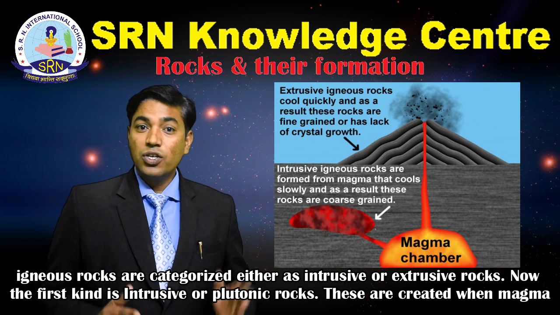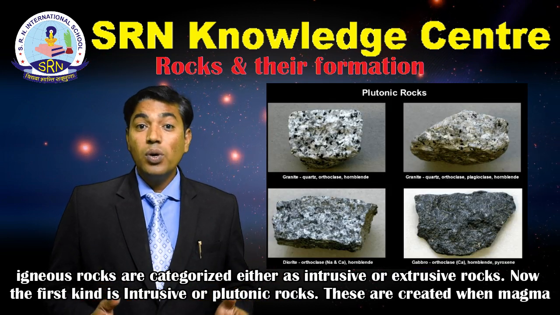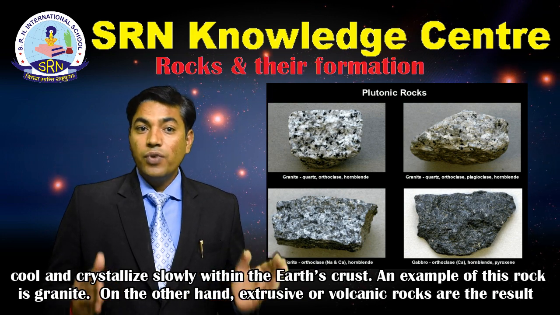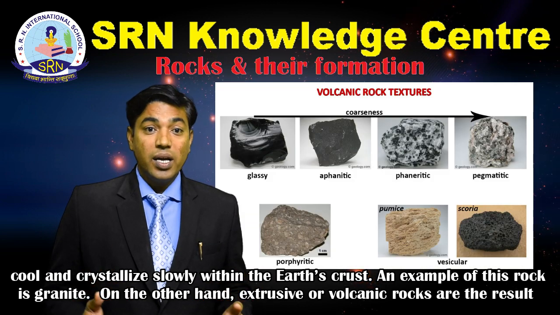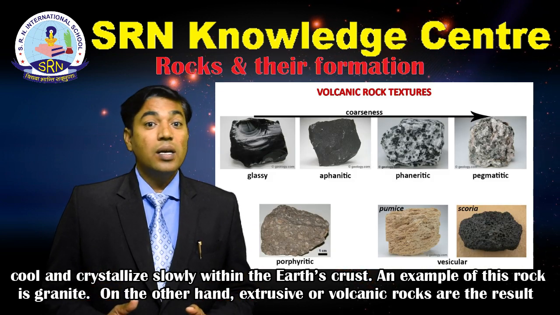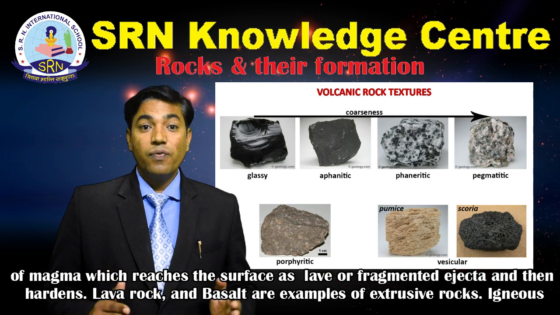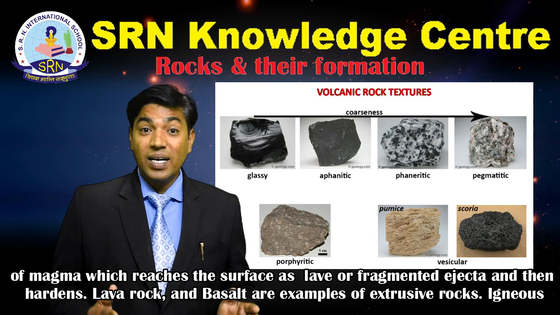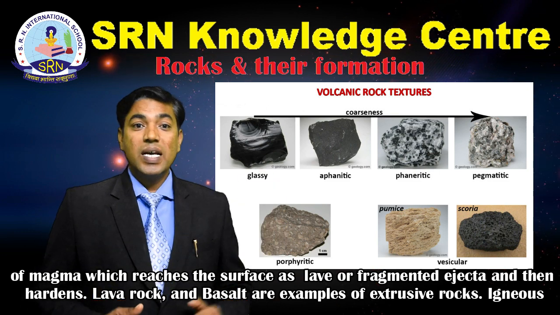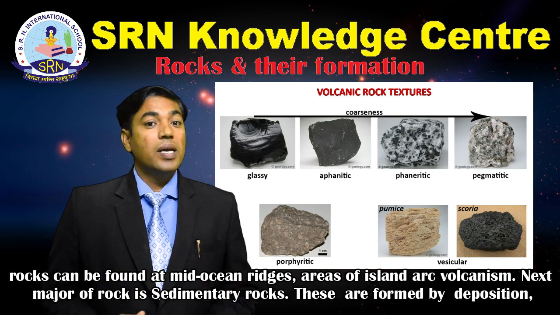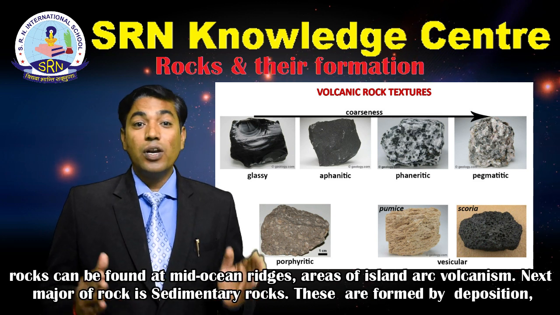Now the first kind is intrusive or plutonic rocks. These are created when magma cools and crystallizes slowly within the earth's crust. An example of this rock is granite. On the other hand, extrusive or volcanic rocks are the result of magma which reaches the surface as lava or fragmented ejecta and then hardens. Lava rock and basalts are examples of extrusive rocks. Igneous rocks can be found at mid-ocean ridges and areas of island arc volcanism.